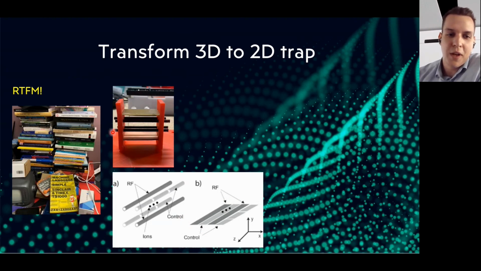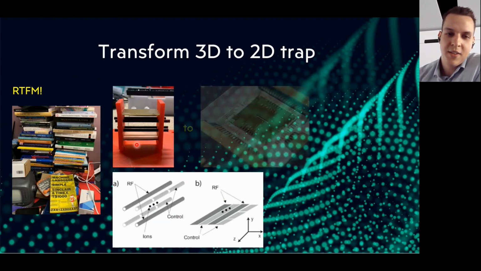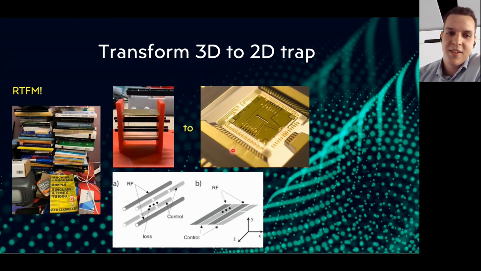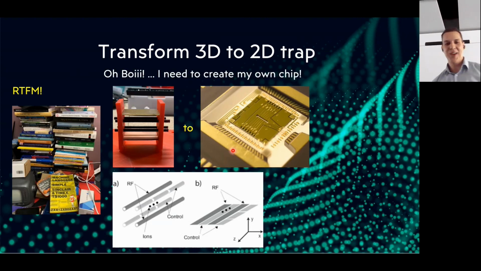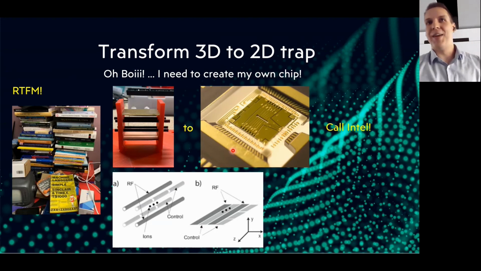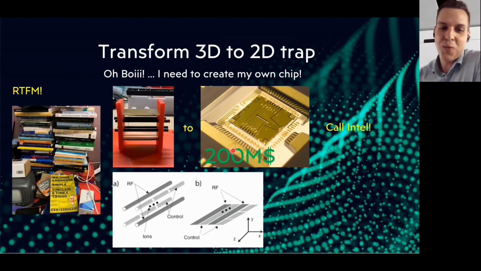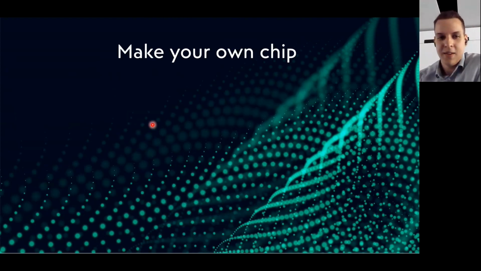So we try to transform this one we made to this one. Oh boy, I need to create my own chip. Call Intel. They will help you. If you try, they will tell you, oh my God, it will cost around $200 million to develop one chip. We don't do it, or I don't suggest you do it. What you do is you make your own. So you make your own chip.